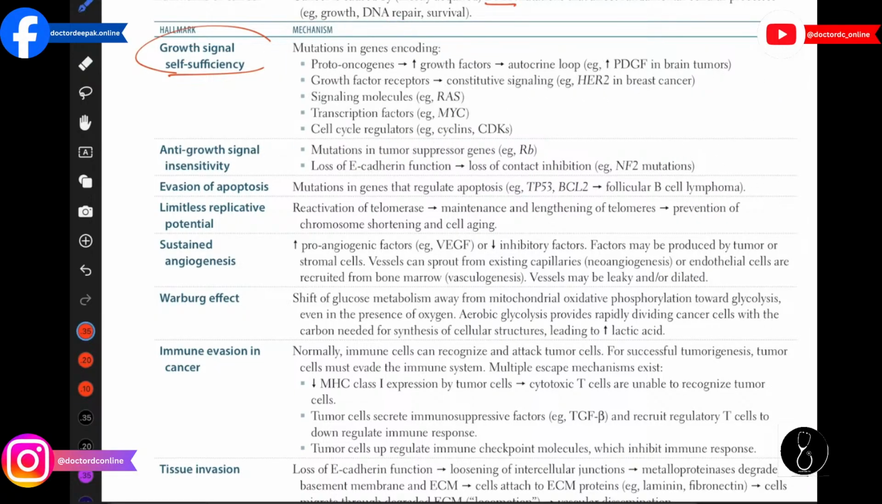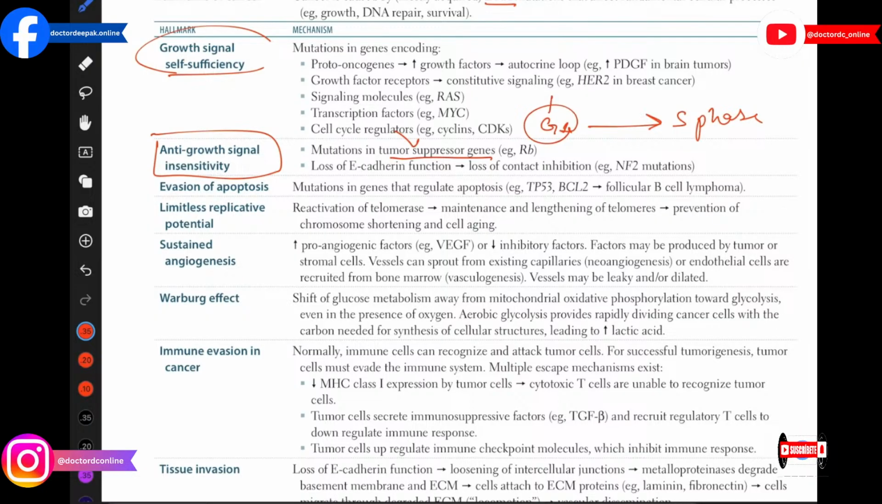The second hallmark is anti-growth signal insensitivity. Anti-growth signal insensitivity is basically mutation in tumor suppressor genes. What is happening if you look at the G1 phase and the S phase of the cell cycle? The S phase is the replication phase for the DNA. Between these is a checkpoint that is controlled by RB proteins.